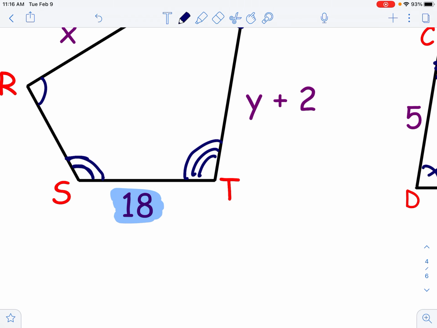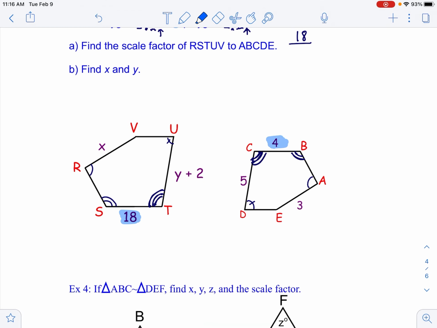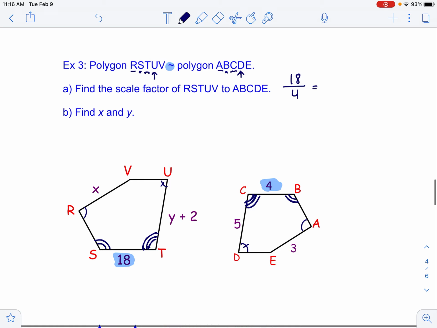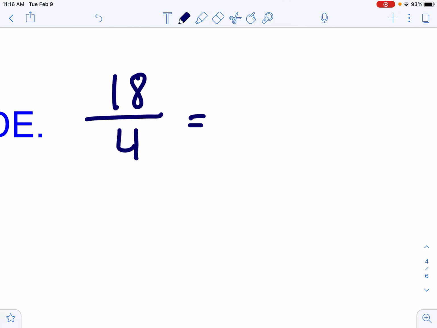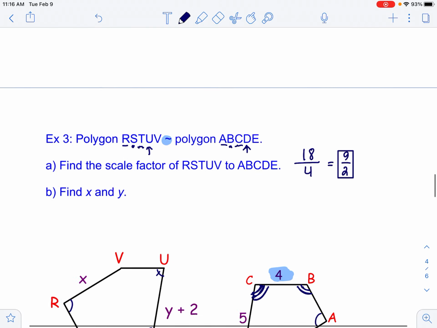And then I need the corresponding side. If you look, this is in between 2 and my 3 tick mark angle. So I'm going to look for my 2 and 3 tick mark angle, which is right here, 2, 3. So this side is the one that corresponds to it. That's 4. So I have 18 over 4. 18 over 4 is simplifiable, so I'm going to simplify that fraction. Both 18 and 4 are even. 2 goes into there 9 times and 2 times. So the scale factor is 9 over 2.